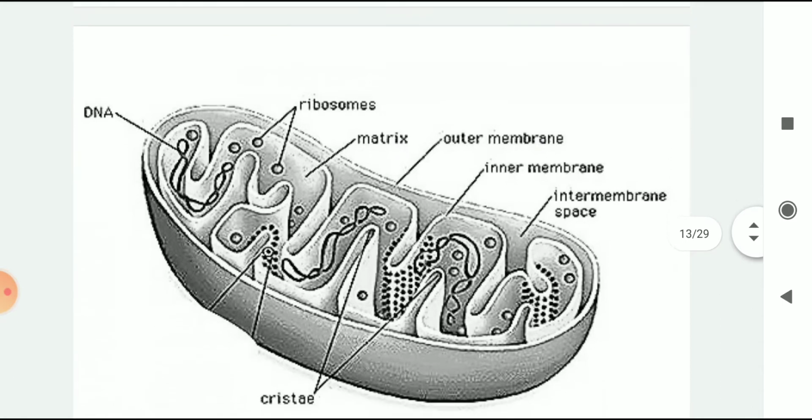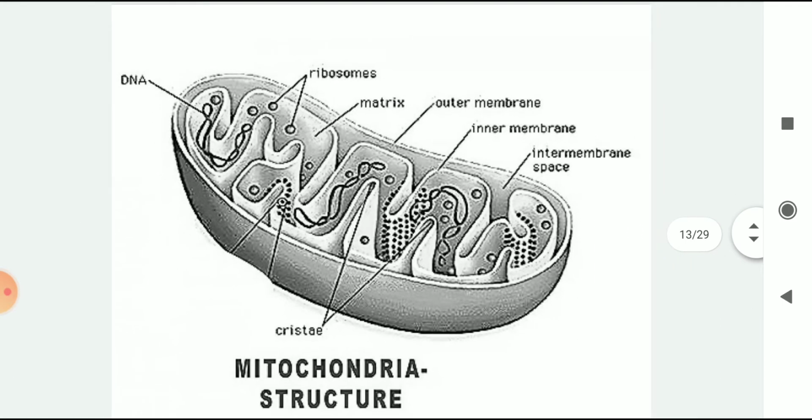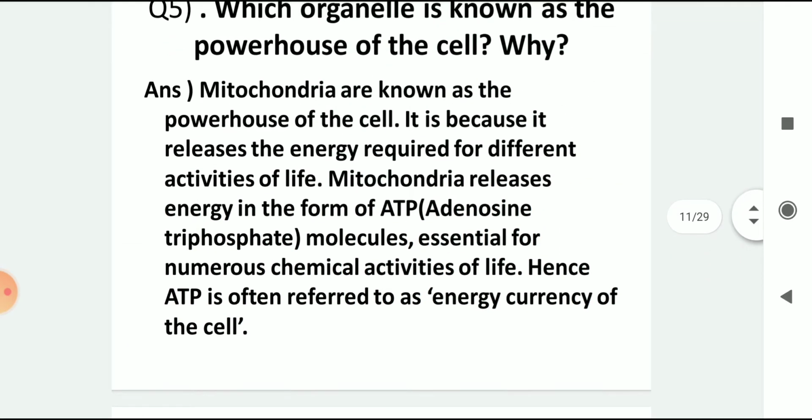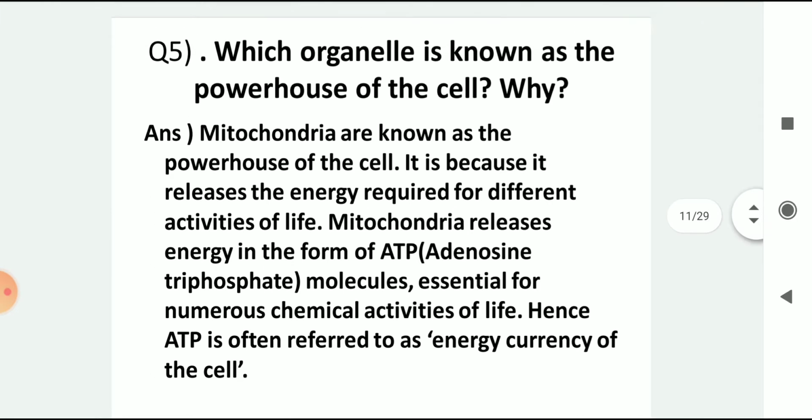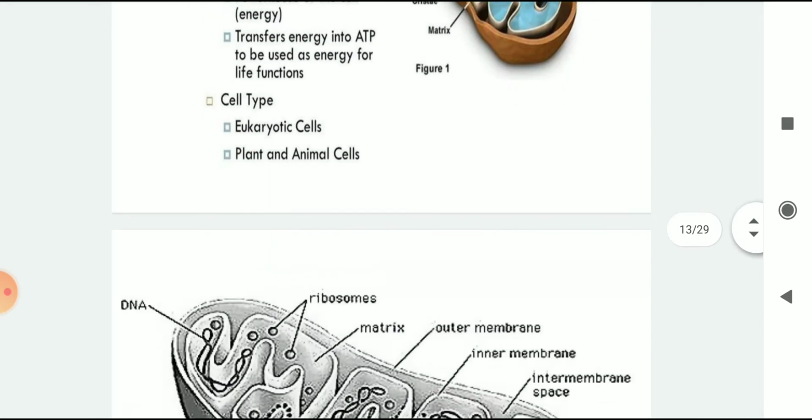Also, when you write the answer, please mention this diagram too, this diagram of the mitochondria structure. Moving ahead, the answer will be: mitochondria are known as the powerhouse of the cell. It is because it releases the energy required for different activities of life, and it releases energy in the form of ATP. ATP is also known as the energy currency of the cell. So the answer will be mitochondria and you will write this answer.